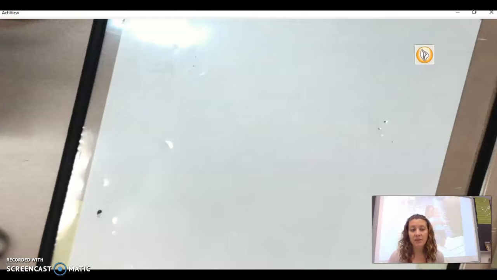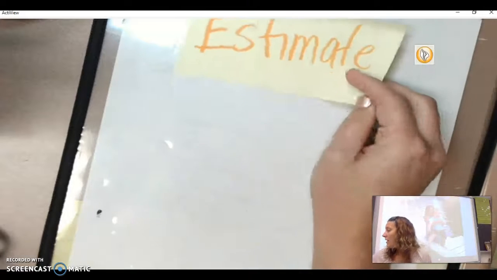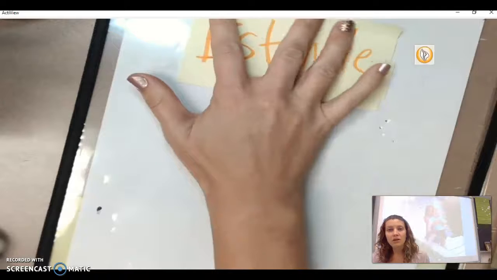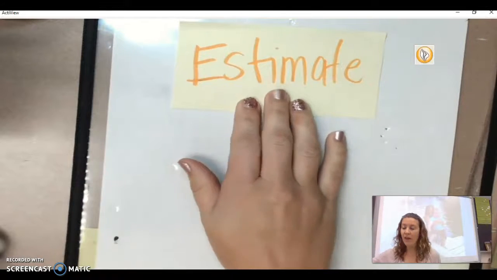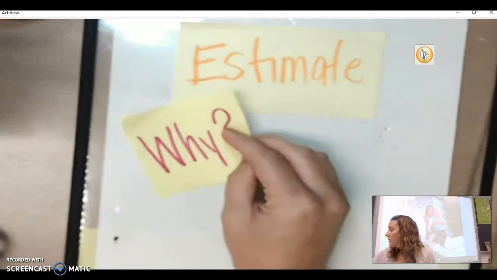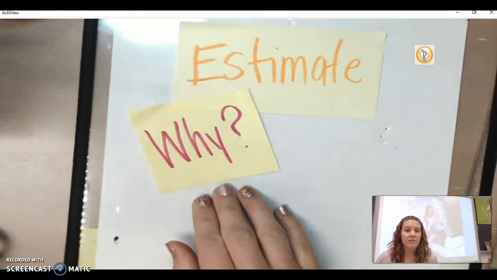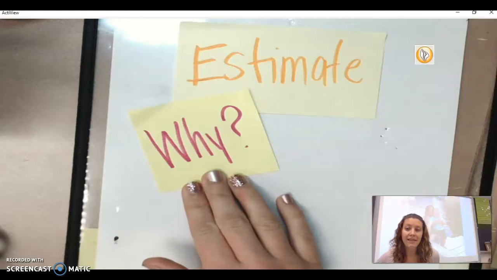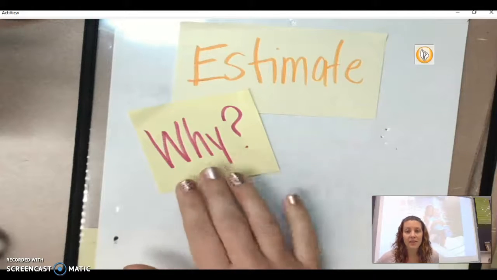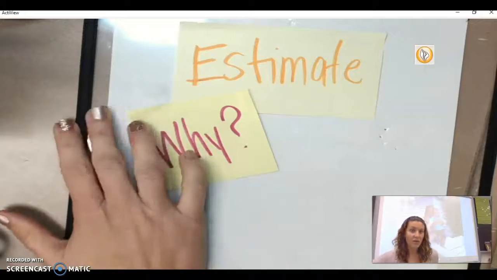Hi mathematicians, today we are going to be talking about estimation of multiplication and estimating products. But before we get started with looking at that, let's just remember why we estimate. We estimate in order to get an approximate answer, an answer that is about. Sometimes we don't always need an exact answer, and so an estimate is more appropriate.